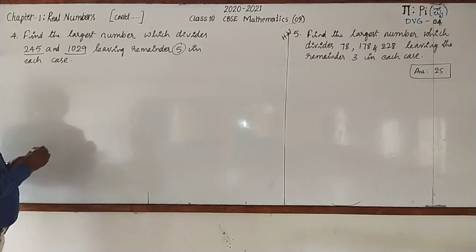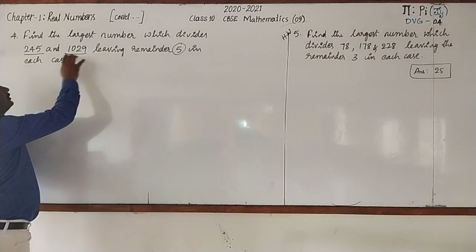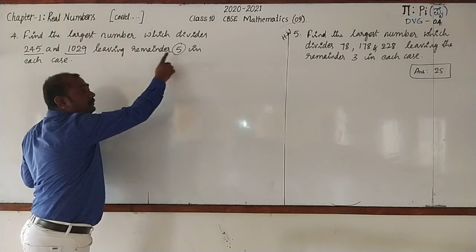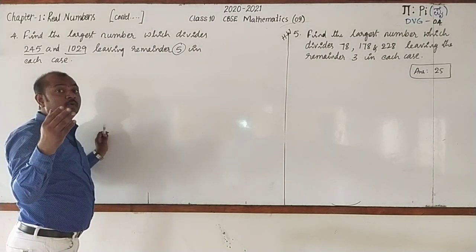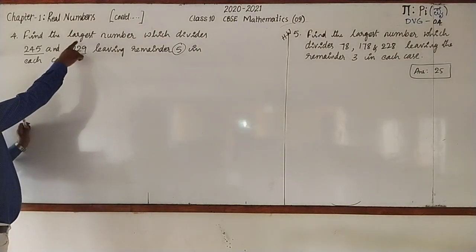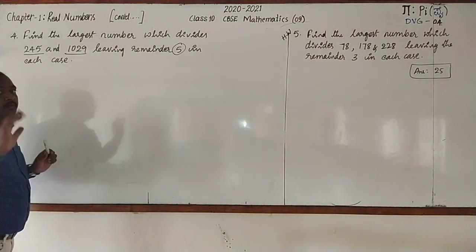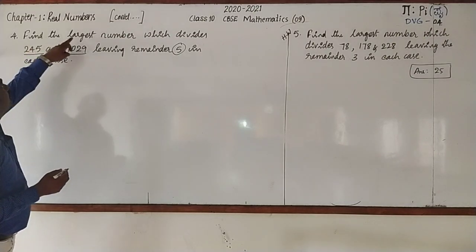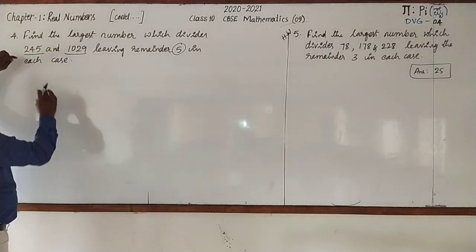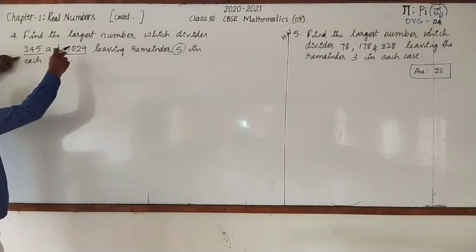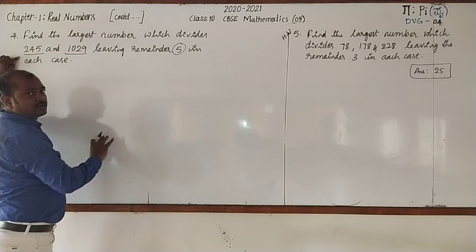245 and 1029 are the correct numbers. When you divide these two numbers by a number, you will get the remainder 5. We do not know what that divisor is, so you are going to find the largest divisor. How do you go for that? As the statement says, find the largest number which divides these two, leaving the remainder. That means in these two numbers, 5 is already extra.